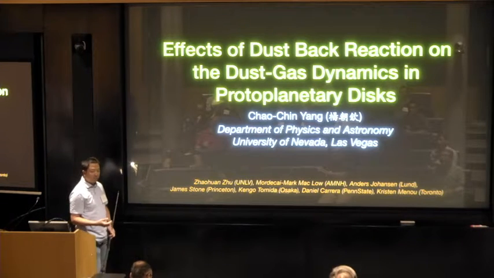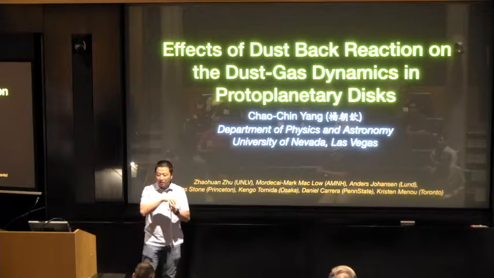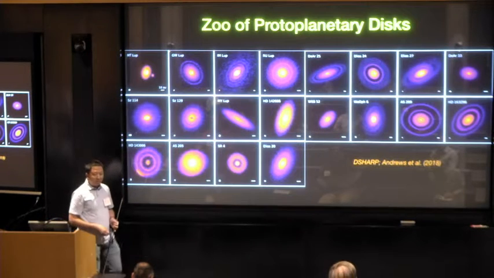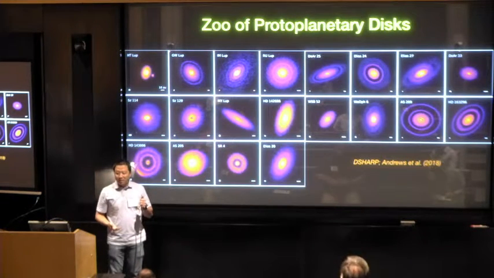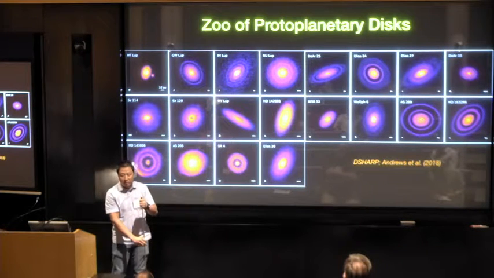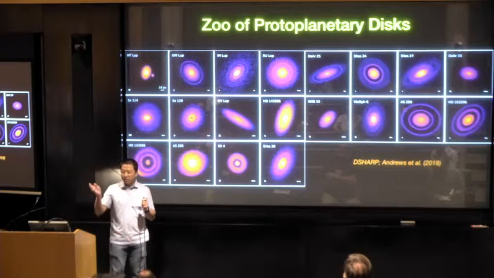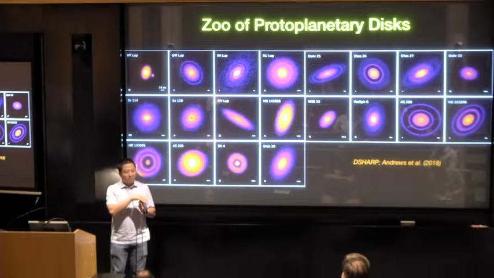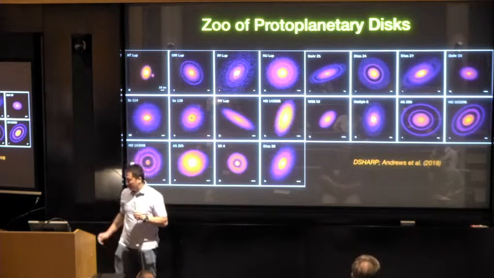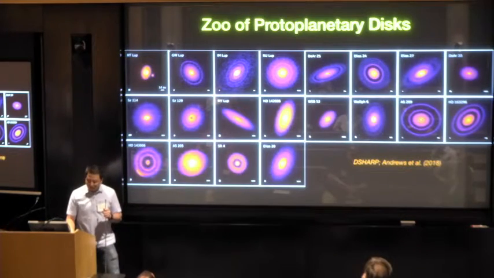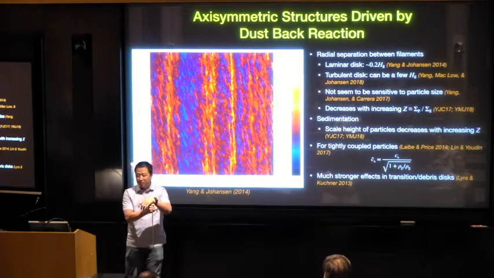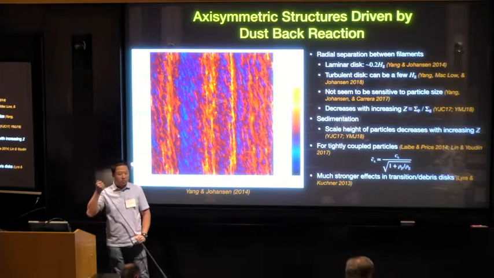I want to summarize what I've learned about dust-back reactions over the years. I think by now everybody should agree that we have a lot of disks with substructures, but the important thing is that many of them are axisymmetric. And I want to concur with Jeremy yesterday. There are many other possibilities than planets that can drive axisymmetric structure. And I want to throw in one even more possibility, is that dust-back reaction itself already can drive axisymmetric structure.